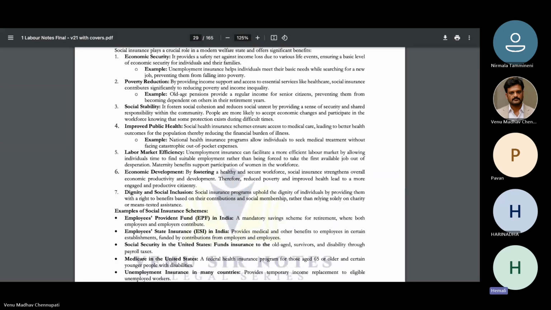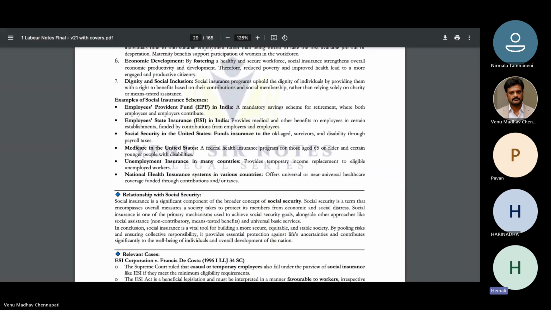Examples of social insurance schemes: Employee Provident Fund scheme in India, Employee State Insurance. These are there in India. Medicare in the United States, unemployment insurance in many other countries, national health insurance. So examples of social insurance schemes are EPF in India, a mandatory saving scheme for retirement where both employees and employers contribute. The Employee State Insurance scheme in India provides medical and other benefits to employees in certain establishments, funded by contributions from both employer and employee.